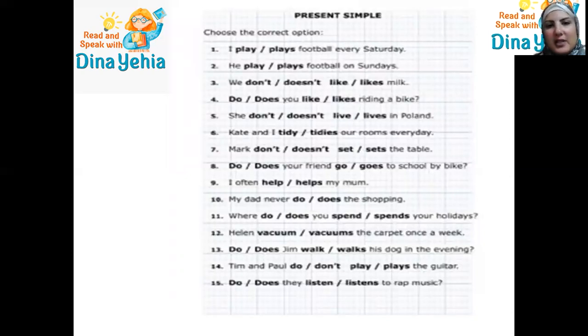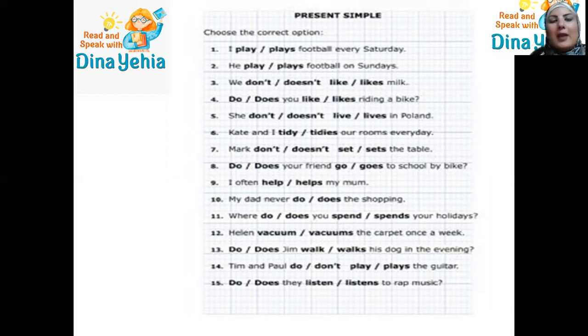Present simple tense, here question number 1. I play or plays football every Saturday. So here I have a verb with S. So S cannot come with I. So I play football every Saturday.